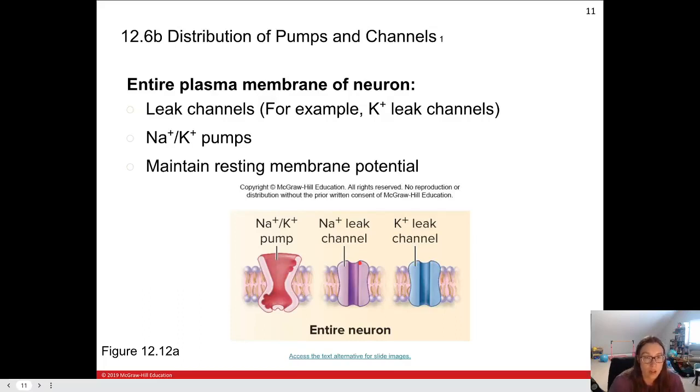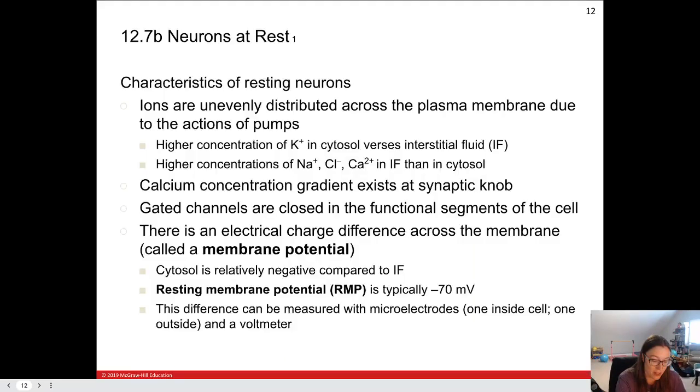And so we're going to talk about the entire plasma membrane of the neuron, which is going to have leak channels, like potassium leak channels and sodium leak channels, and sodium potassium pumps. These are found everywhere, and they maintain the resting membrane potential. And remember, we have reviewed the resting membrane potential a few times. We're going to review it again now, just a little bit, because it is important.